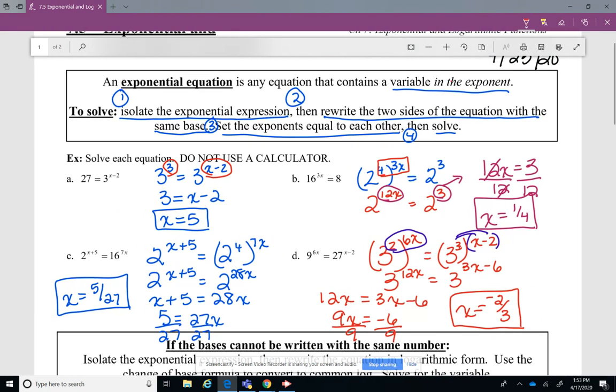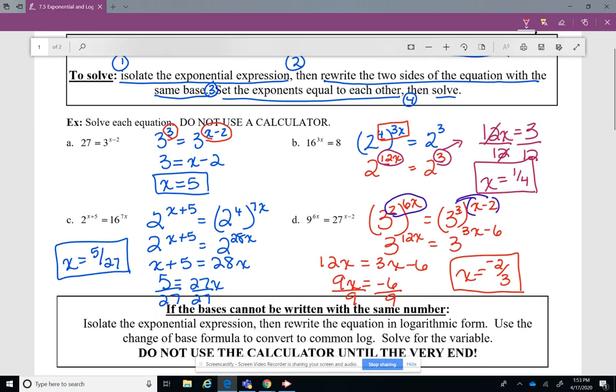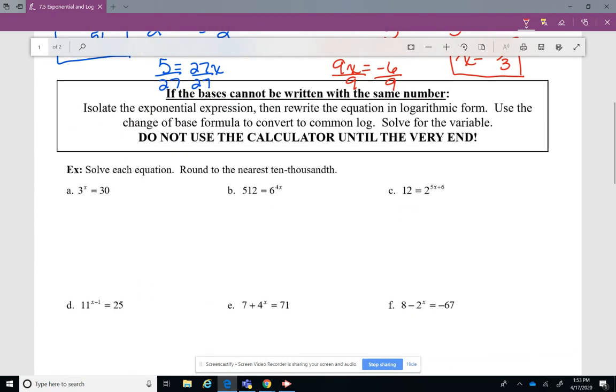All right, so we had exponential equations, and we solved for x. All right, let's go to the second part of this lesson. And this part has to do with if the bases cannot be written with the same number. We're going to be kind of doing the same thing. So we're going to start off with step 1.